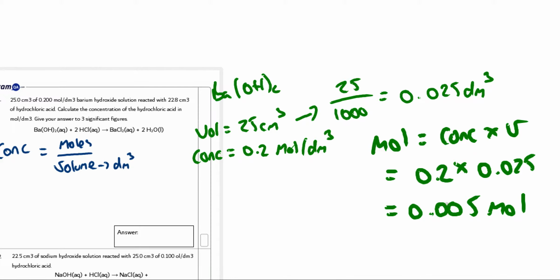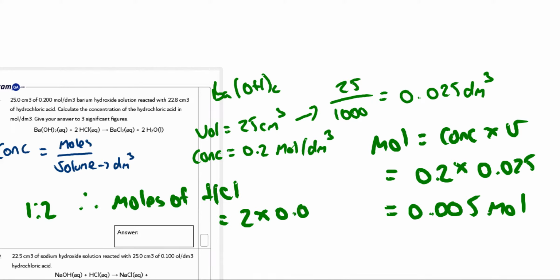From here, we know the molar ratio for barium hydroxide to hydrochloric acid is 1 to 2. So it's a 1 to 2 molar ratio, therefore the moles of HCl is equal to 2 times 0.005, which is equal to 0.01 moles. And from here, we've now nearly finished the question. Our goal is to find the concentration.